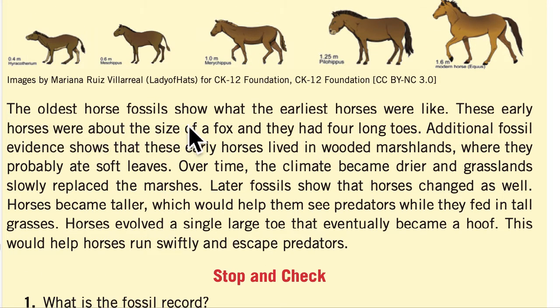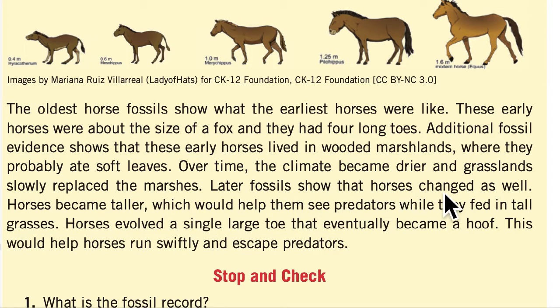The oldest horse fossils show what the earliest horses were like. These early horses were about the size of a fox and they had 4 long toes. Additional fossil evidence shows that these early horses lived in wooded marshlands, where they probably ate soft leaves. Over time, the climate became drier and grasslands slowly replaced the marshes.